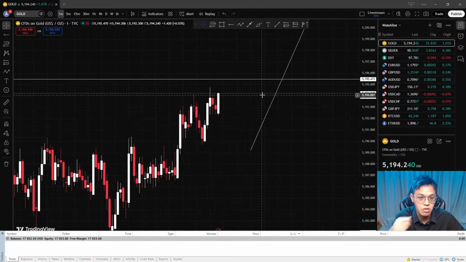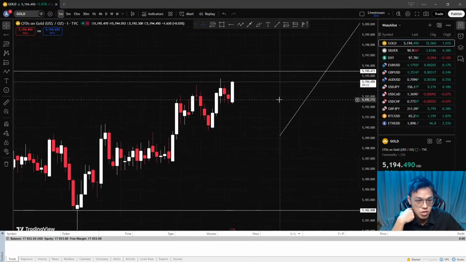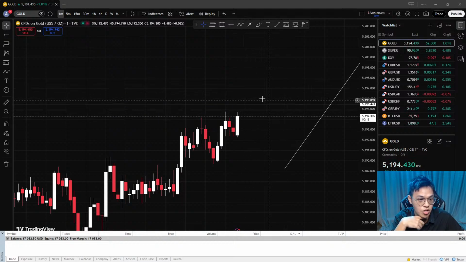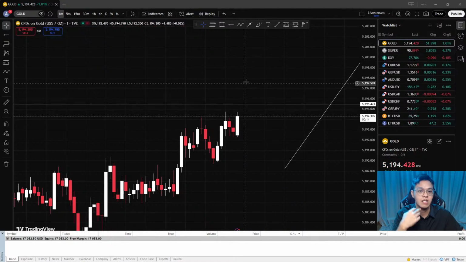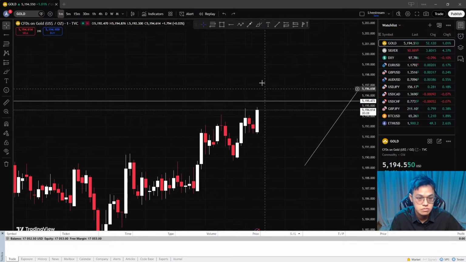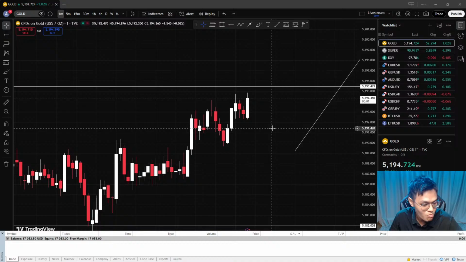So now, let's look at the candle. The price seems like it wants to challenge or retest this resistance level. So I will wait and look at the reaction here, to see whether the price can break out or not. All right. So guys, let's see.